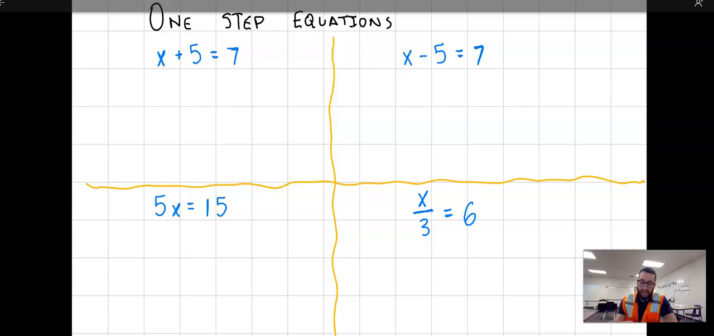And while with these you may be able to do them in your head, I highly recommend writing them out because then you learn the process of how it works. So when the problems get really, really big, you already know what to do.